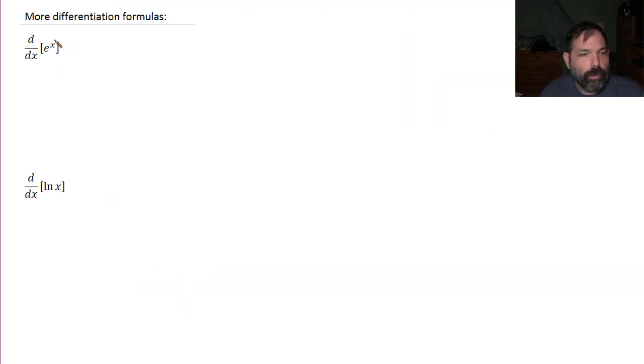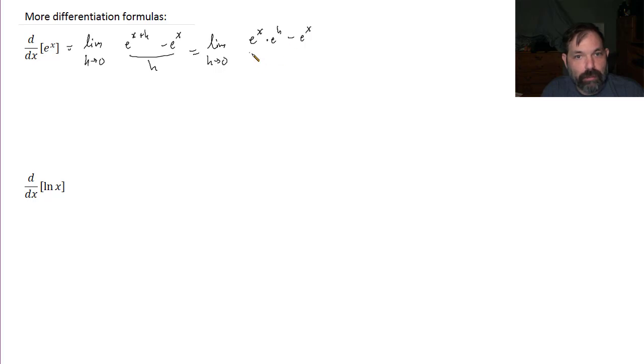A couple other formulas. What's the derivative with respect to x of the basic exponential, the base e exponential e to the x? Well, if we apply the limit as h approaches 0, I'd have e to the x plus h minus e to the x over h. I can break up that e to the x plus h. That's e to the x times e to the h. Remember your rules for exponents. Minus e to the x over h.